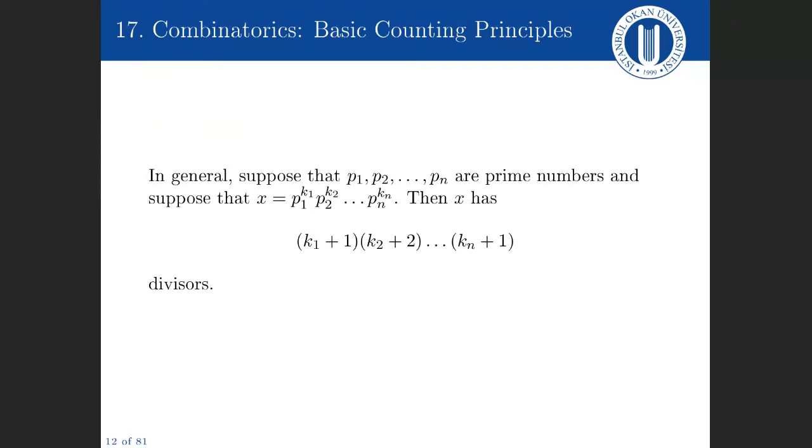In general, let's suppose that P1 up to Pn are prime numbers. And suppose that x is P1 to the power K1, for some natural number K1, P2 to the power K2, for some natural number K2, multiplied by dot dot dot, multiplied by Pn to the power Kn, for some natural number Kn. Then the rule is that x has K1 plus 1, K2 plus 1, K3 plus 1, up to Kn plus 1 divisors.